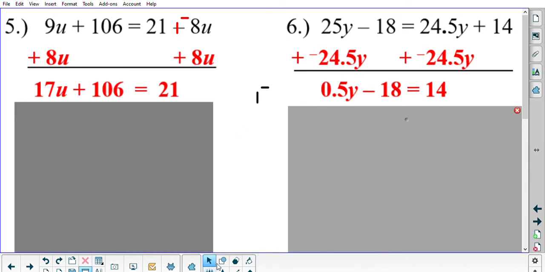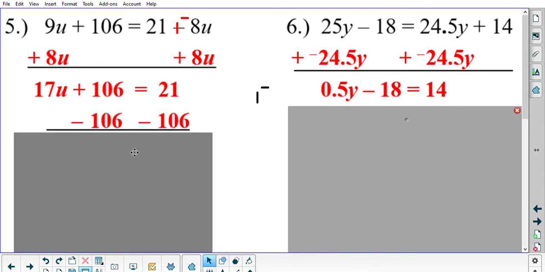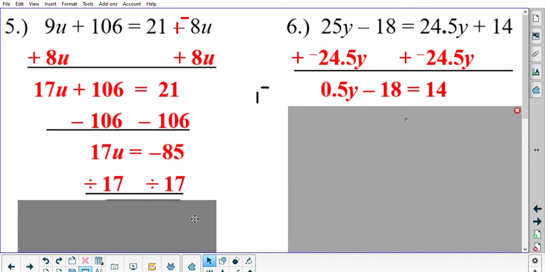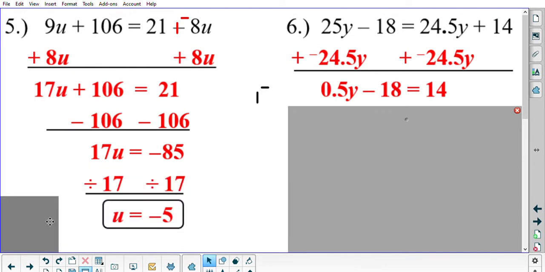Number 5, since the variable is being multiplied by 17, but then added by 106, you would do the inverse of adding by 106, which is subtracting by 106. That would give you negative 85 and 17u on the left. Divide by 17 because that's the inverse of multiplying by 17, and you'll get u equals negative 5.